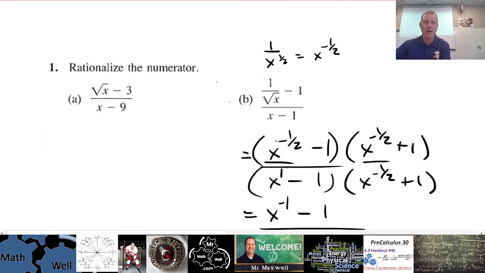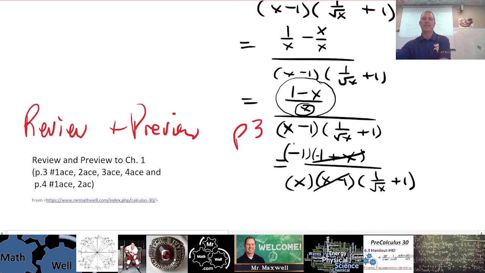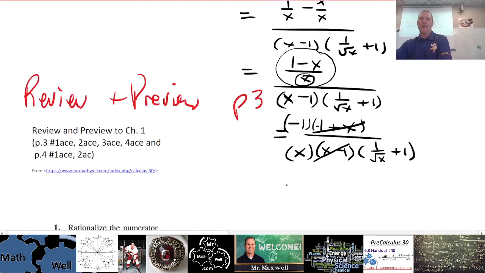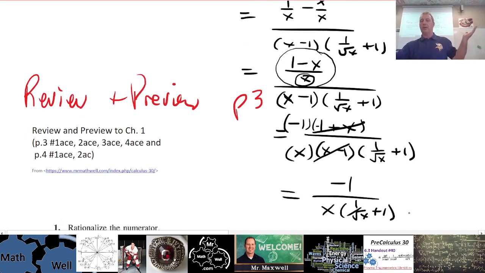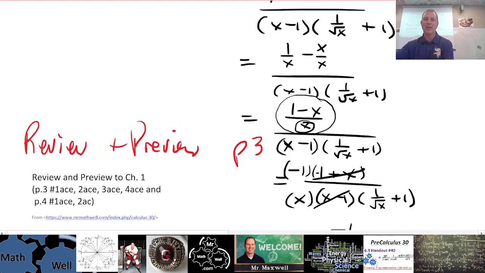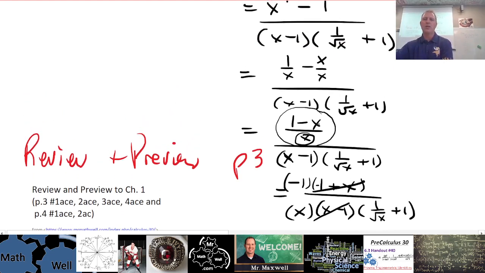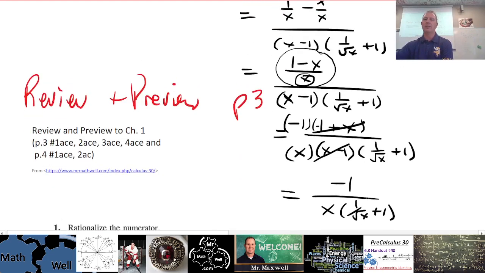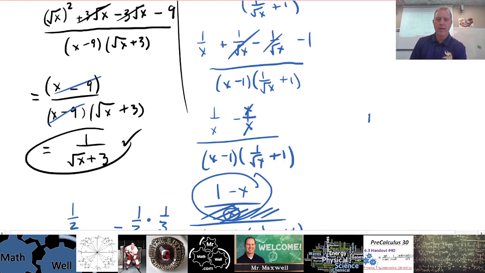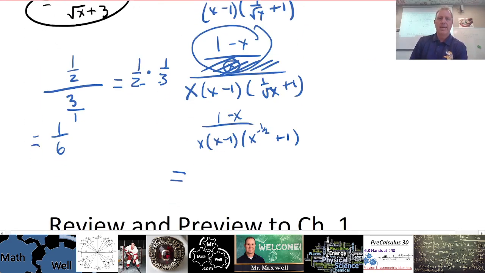Again, the question was rationalize the numerator. That's all we needed to do. So we are good there now. With this, you can stop for sure: negative 1 over x times 1 over root x plus 1. And you've rationalized the numerator. You're done. Could we have stopped sooner? Well, you don't want to leave a fraction inside of a fraction, and we have a fraction inside a fraction down there, I guess. Here's my other solution: 1 minus x. Yeah, so you could have stopped a bit sooner there. That would have been fine, as long as the numerator is rationalized.